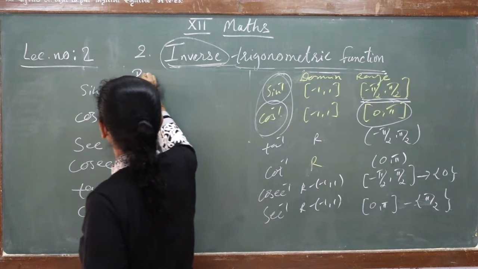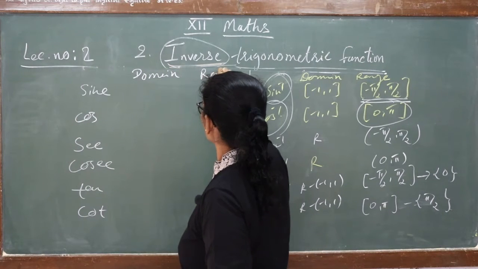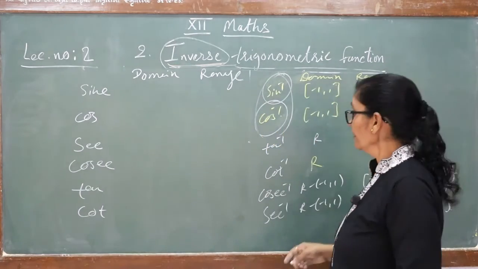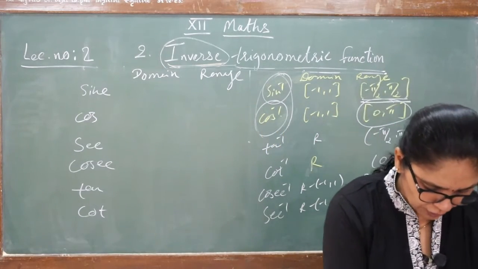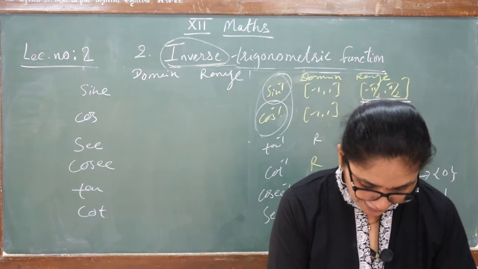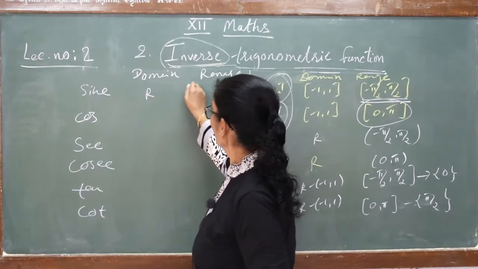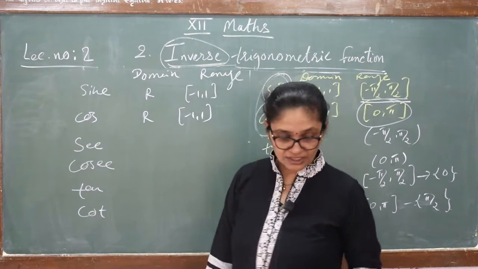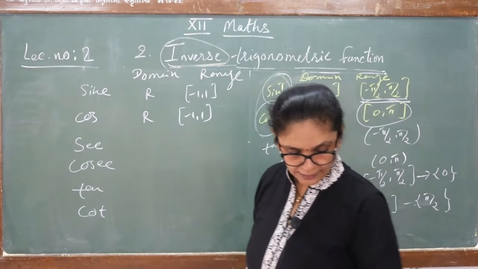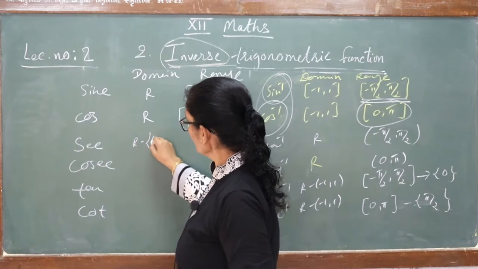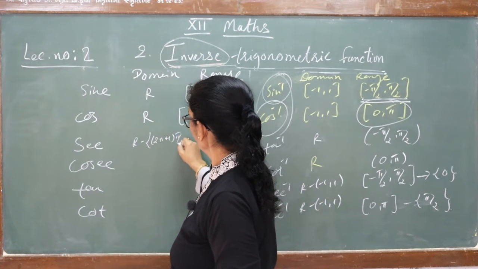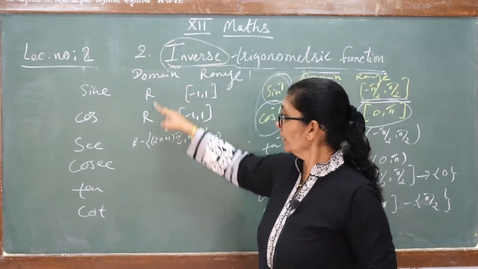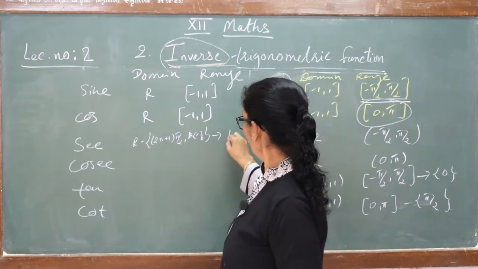We already know domain and range. What is the domain for sine? When we are writing for sine, you can see in your textbook also, on the first page, that for the sine function the domain is R and range is -1 comma 1. For cos also the domain is R and the range is the same. Now for sec, it is R minus the points where cos becomes 0, and n belongs to Z. We take R minus those points, not directly R, and the range will be R here.